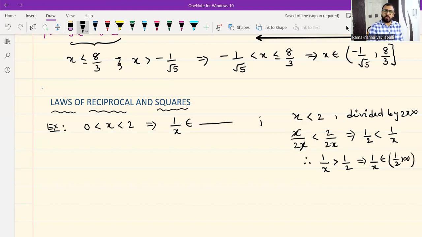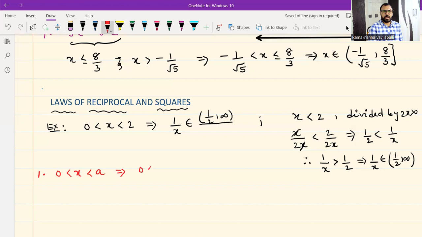This is very, very important. So 1 by x belongs to the open interval 1 by 2 to infinity. But every time we do not follow the same procedure. We just write directly. So here I'll write 0 less than x less than a. This implies, now divide by ax. x is positive, a is positive. Okay, so divide by ax.